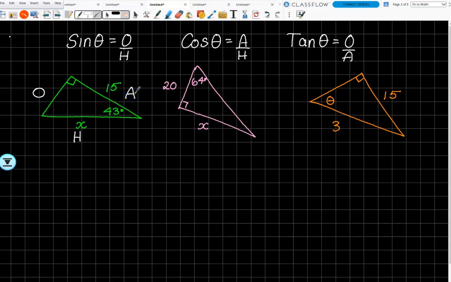We now need to make a decision. We go, which of these, O, A and H, is useless? Right, in this situation, the O is useless because there's no information there and we don't want to find it. So now we're left with A and H. We look at our 3 groovy rules, which is the only rule that uses A and H. We write it down.